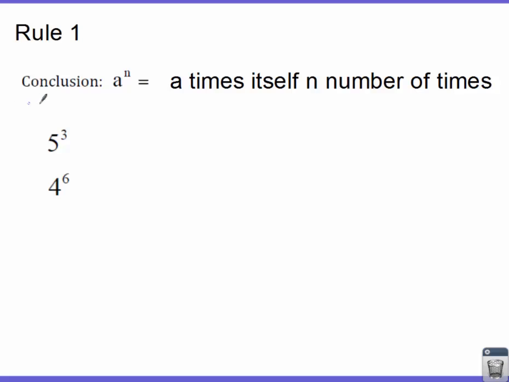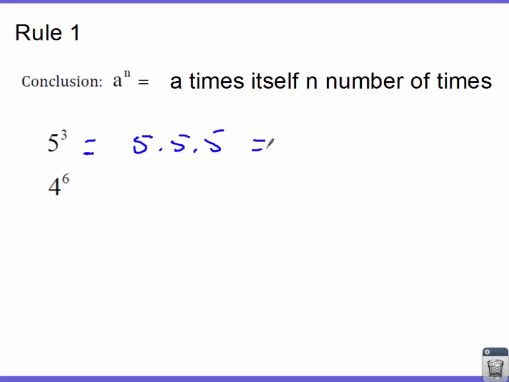Rule number 1 says a to the nth. This is our very basic rule, and it basically means that we're going to do a times itself n number of times. So when we had problems like this right here, we had 5 to the 3rd power. We have 2 things that we can do with 5 to the 3rd power. One is write out the factors. When I say write the factors, that means what does 5 to the 3rd power really mean? And it means 5 times 5 times 5.